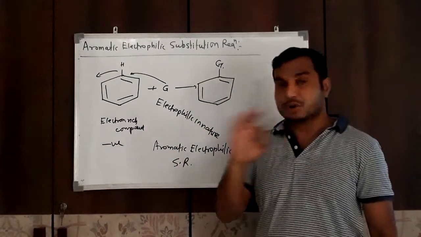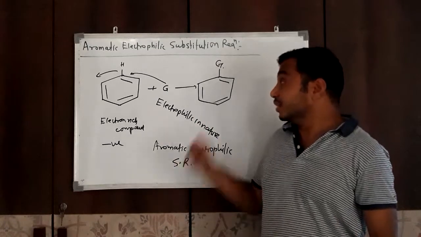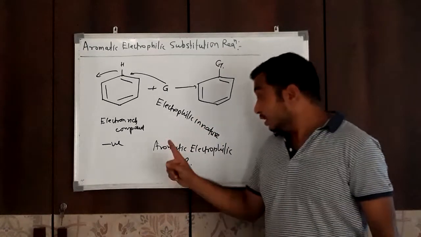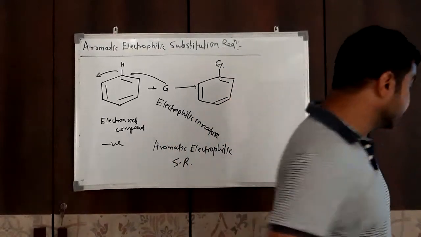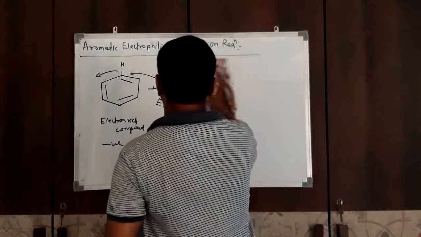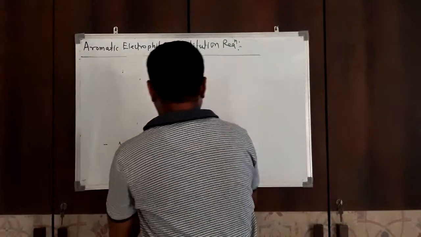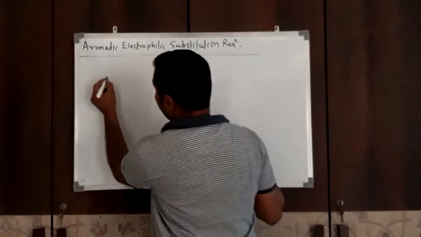So an aromatic compound or benzene easily undergoes aromatic electrophilic substitution reaction, and this is the characteristic reaction of any aromatic compound. If the compound is aromatic, then that compound must show aromatic electrophilic substitution reaction. Now we will discuss how this reaction takes place. As we know, it undergoes aromatic electrophilic substitution reaction.